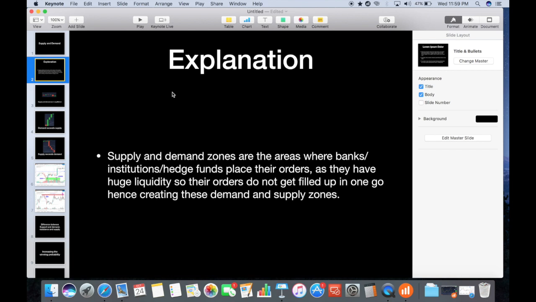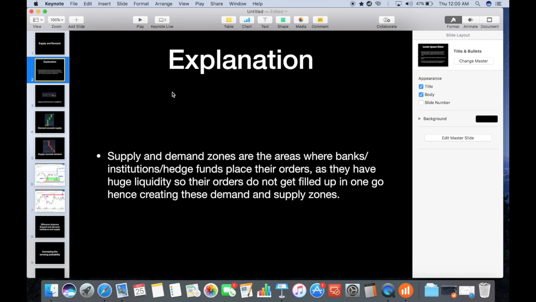So what are supply and demand zones? These zones are the areas where institutions, banks, hedge funds, etc. place their orders. Those zones are their favorite zones. As they have huge liquidity, they are always left with some unfilled orders. So what we do is track those areas known as demand and supply zones, where the price quickly moves away from that zone, and later on touches that zone and quickly takes off.